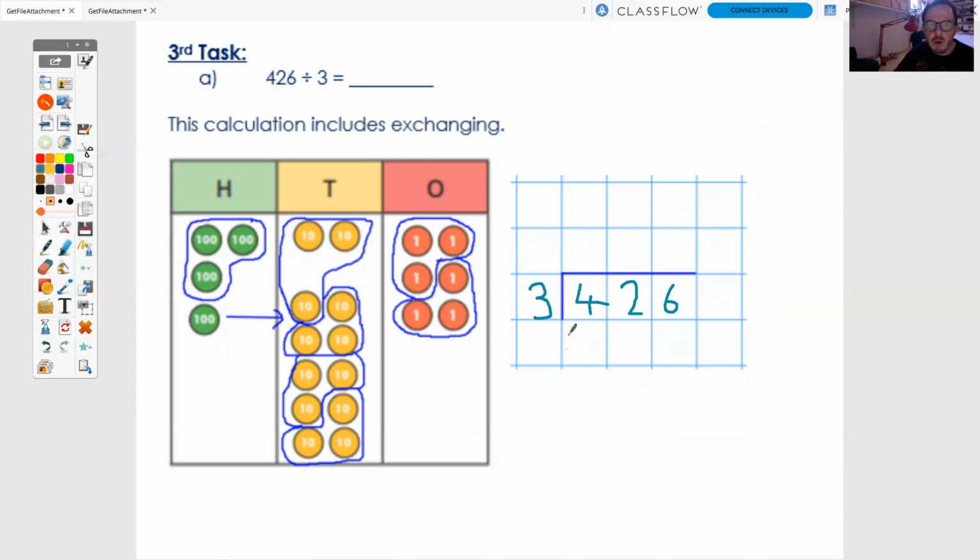And you ask yourself, well, how many times does 3 go into 4? And then what's left over? And if there's anything left over, you put it in front of this 2 here. All right, have a go at that and see how you get on. Pause there if you want to look at this and just tackle that question. I'll wait. And when you're ready, we'll move on.